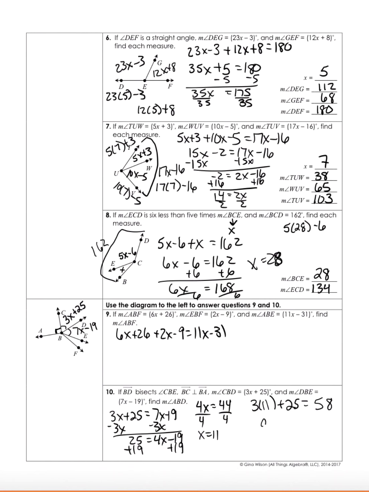So then I'm going to take that 90 degrees, add 58, and I'm going to get 148. And that's my final answer. Raise your hand, show me what you've done, so I can get you your homework.